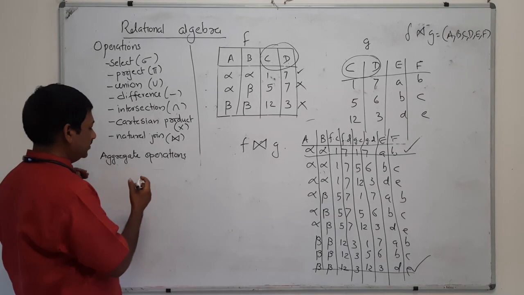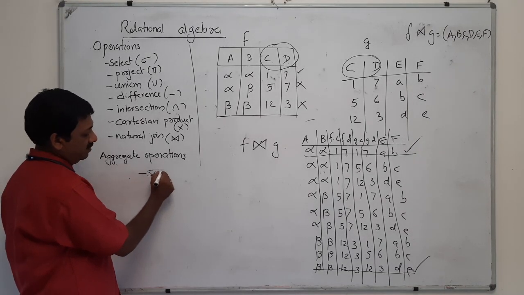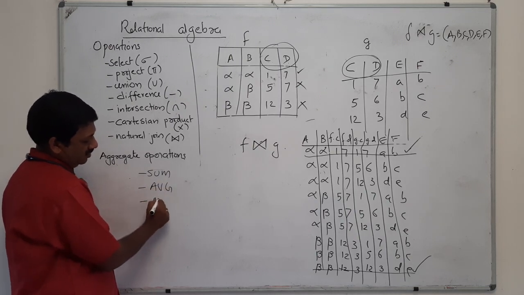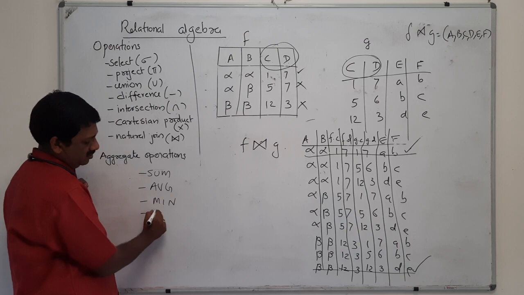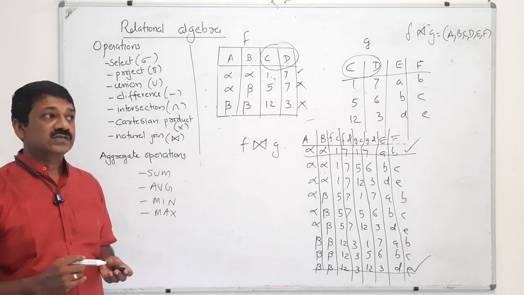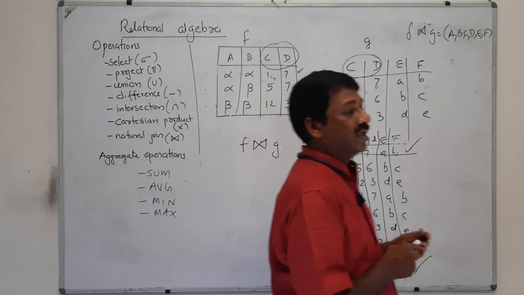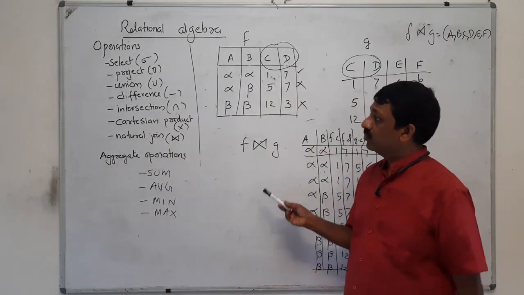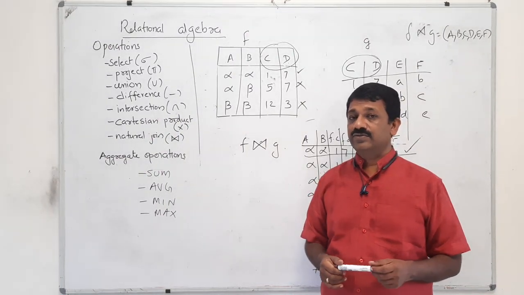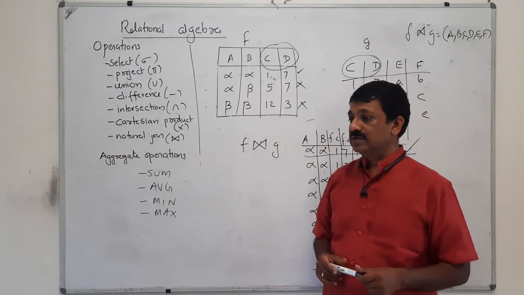Examples for aggregate functions include sum, average, minimum, and maximum. So these are the aggregate operations as far as relational algebra is concerned, and there are a lot of variations for natural join, less than join, greater than join, etc. That will be discussed later. Okay, thank you.